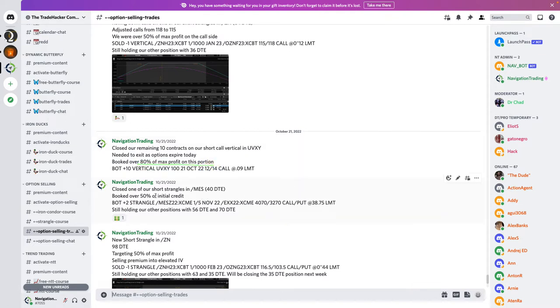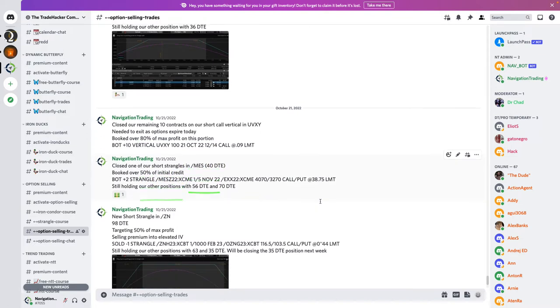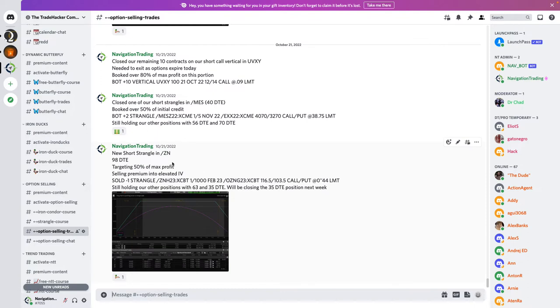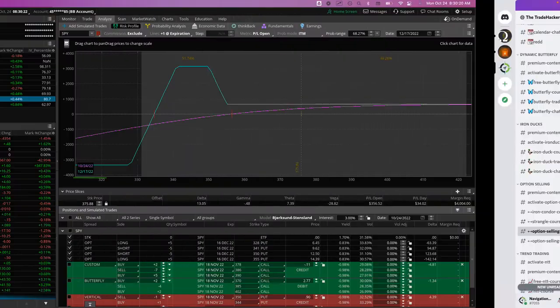Closed one of our short strangles. Booked over 50% of initial credit. That was one of our MES short strangles. And then we added another short strangle in ZN. Still have some really nice elevated IV, so selling some more premium there. So let's take a look at our positions.